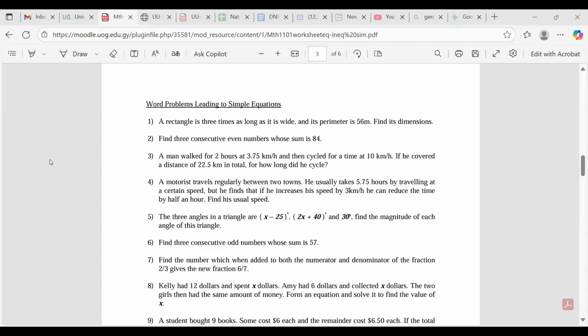Good. So you're with me, right? You're seeing this? Word problems leading, okay, this one says leading to simple equation. This is the worksheet I gave you. Everybody can see this? Yes, good. So I'm sorry to disappoint you that there is no one set of steps that I can give you that will work for every word problem.